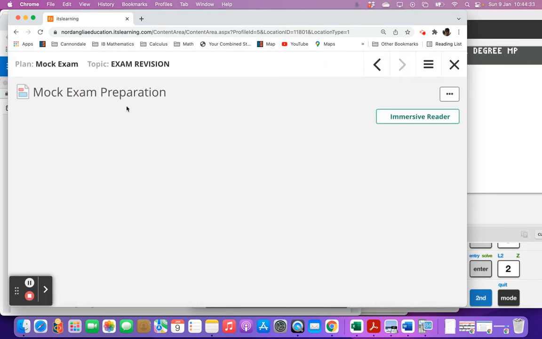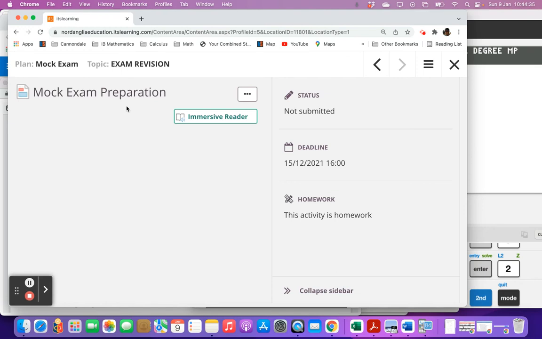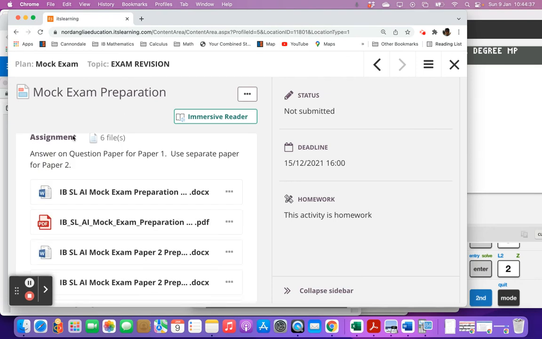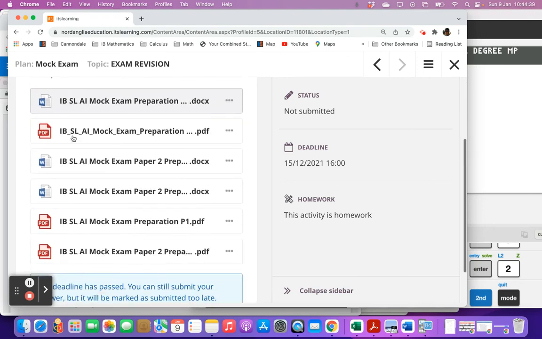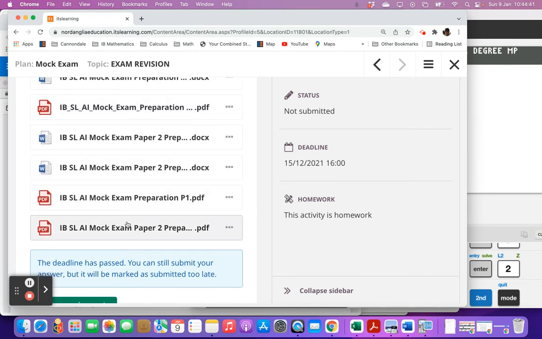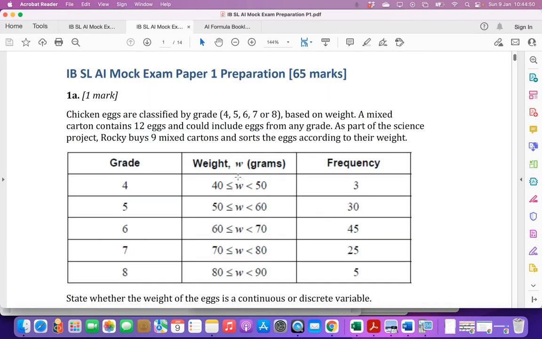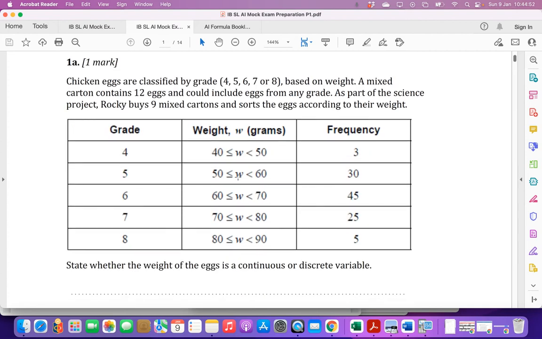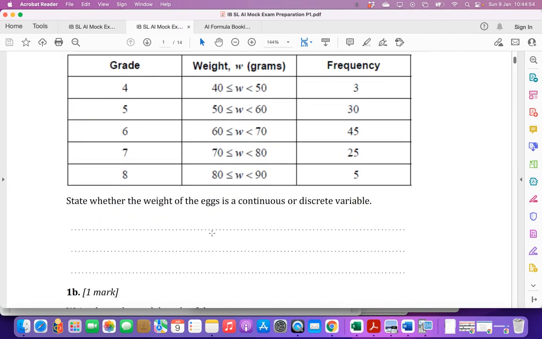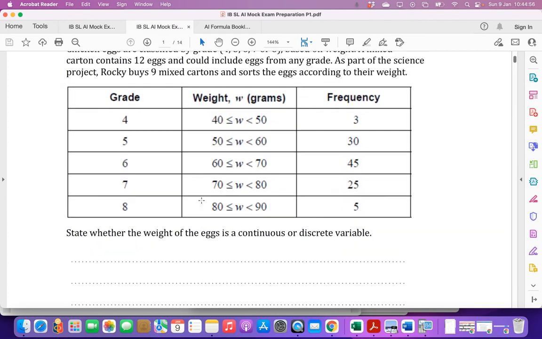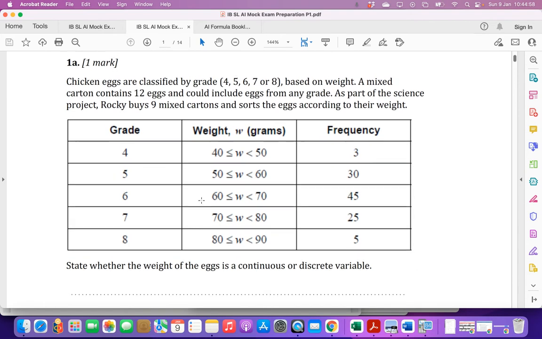I have a bunch of files here. Some of them are Word files that could be edited. The format's kind of weird, so I did a couple of PDFs, and the mark schemes are also here. I'm going to do paper one first. Here's paper one. We write the answers directly on the paper for paper one. For paper two, we must use separate paper.